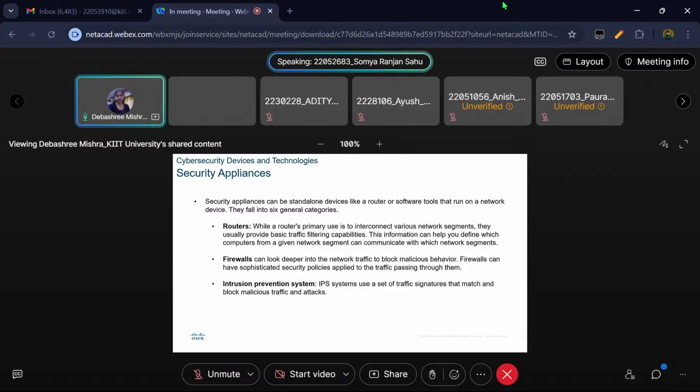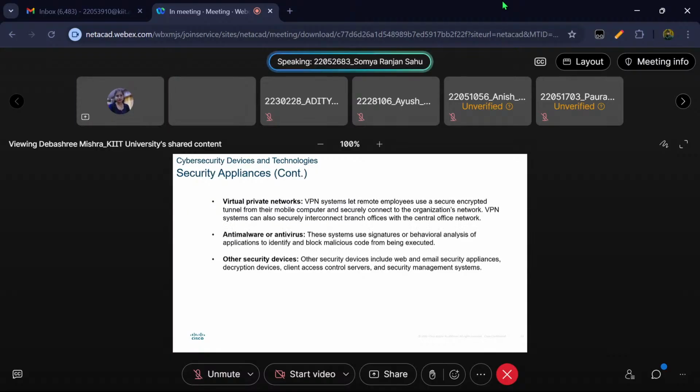So the intrusion prevention system is also known as the IPS system. It is basically set to check your traffic signatures, match them, and block any kind of malicious traffic and attack. It regularly checks the pattern of the traffic. So if anything is detected by the IPS that is not something new, it will block that. Next thing is your virtual private network.